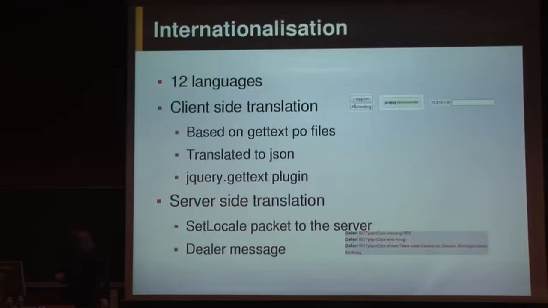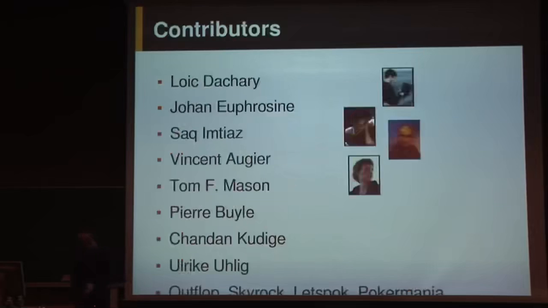There is also good support for internationalization. We have translation in 12 languages. There are two kinds of translation, client-side and server-side. For client-side, we are using gettext, a jQuery plugin called jQuery gettext, and we just have PO files which are translated into JSON and loaded immediately into the page. And server-side translation is handled by the server, and we tell the server which locale we have, and then the server, when it has to send us some string, translates it into the right language.